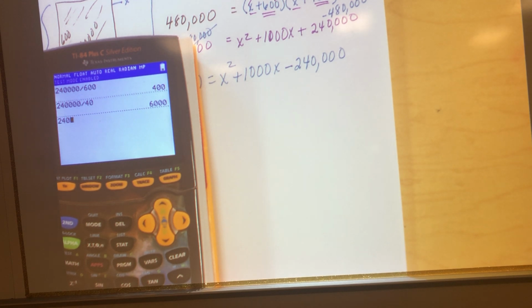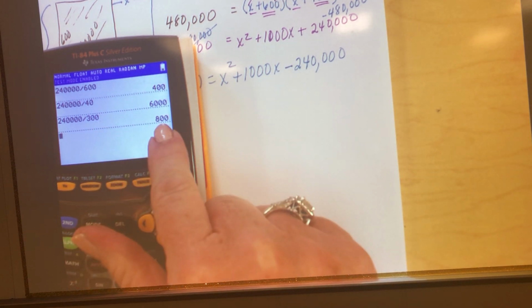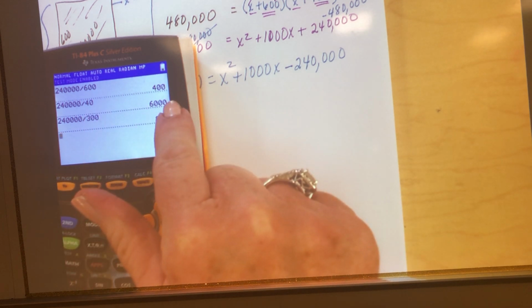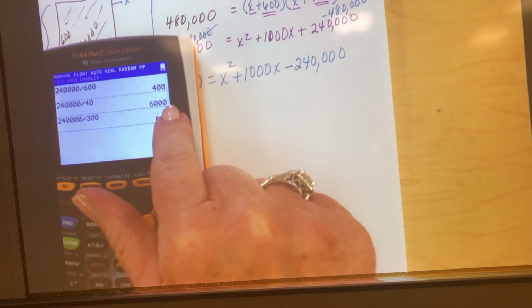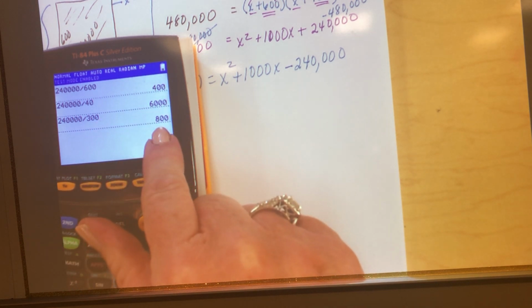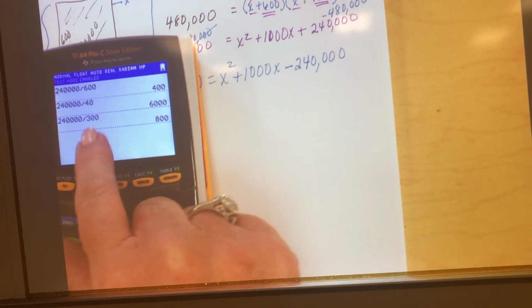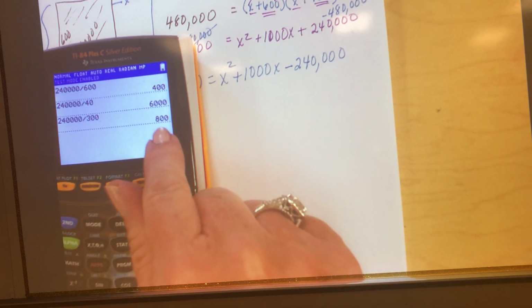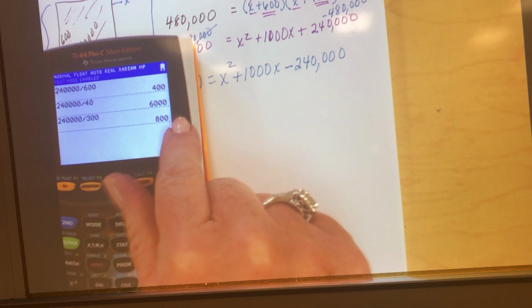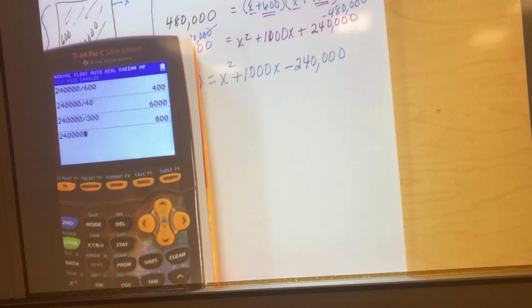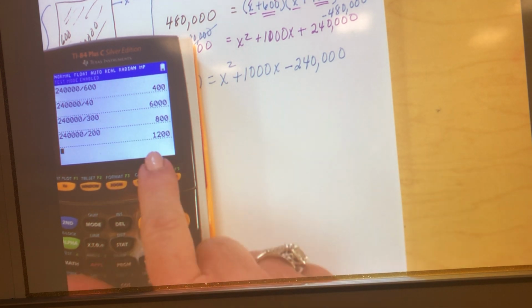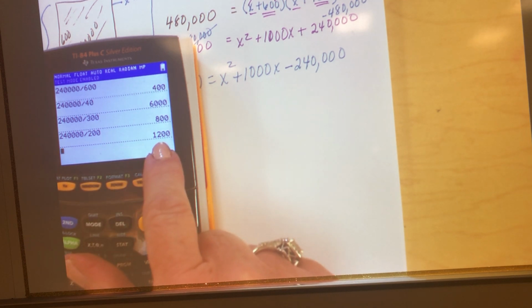So what about 300? 240,000 divided by 300 is 800. I'm 500 apart, so I'm getting closer. Before, you were 5,960 apart, so you were a long way apart. Do I need to go up or down? He's still too high, because I need these two to subtract to 1,000. So 240,000 divided by 200 is 1,200. Are those 1,000 apart? Yes. Do you see what I'm saying?